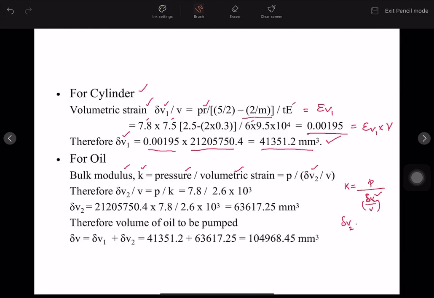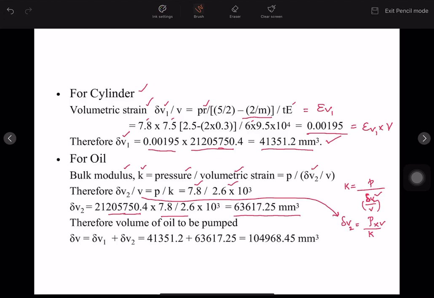So delta V2 is equal to P by K into V. This is the equation we have mentioned here. So delta V2 by V equals P by K. P is 7.8 and K is 2.6, and delta V2 is equal to V, which we already have, into this, and we'll get a certain volume of the oil.